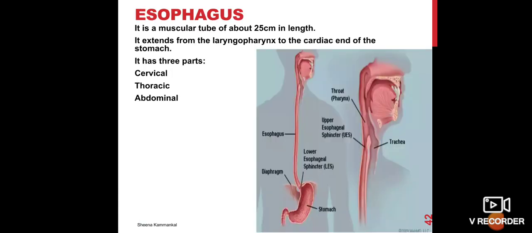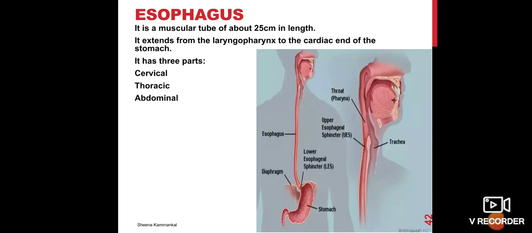Next is the esophagus, the continuation of the pharynx, which extends from the lower border of the cricoid cartilage till the stomach. And this esophagus is a long muscular tube about 25 centimeters in length. It extends from the lower end of the pharynx till the stomach. It is an elongated tube and has three parts. The cervical part is passing through the neck, the thoracic part passing through the chest, and an abdominal part which is passing through the abdomen after piercing the diaphragm. So the three parts of the esophagus are the cervical, thoracic, and abdominal.